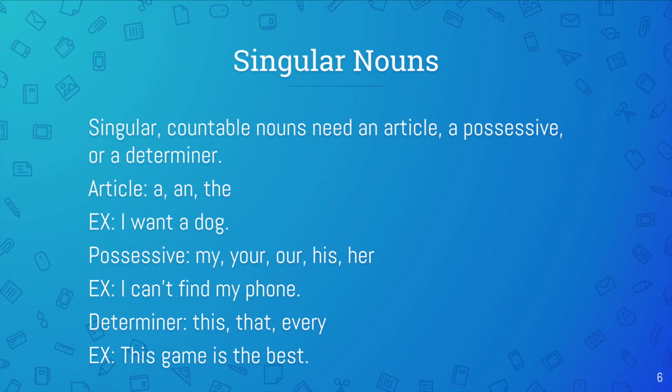Here's an important rule to know. Singular countable nouns need to have an article, which is a, an, or the, a possessive, like my, your, our, his, or a determiner, like this, that, every, before the noun. So, for example, I want a dog. I can't find my phone. This game is the best. When you have a singular noun, you almost always want to add one of these 3 things depending on the situation.